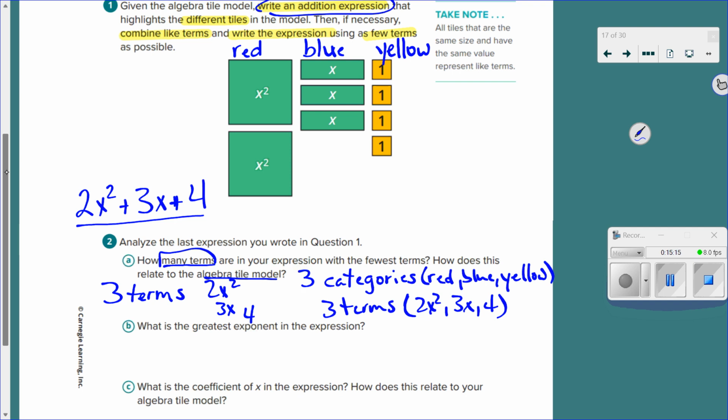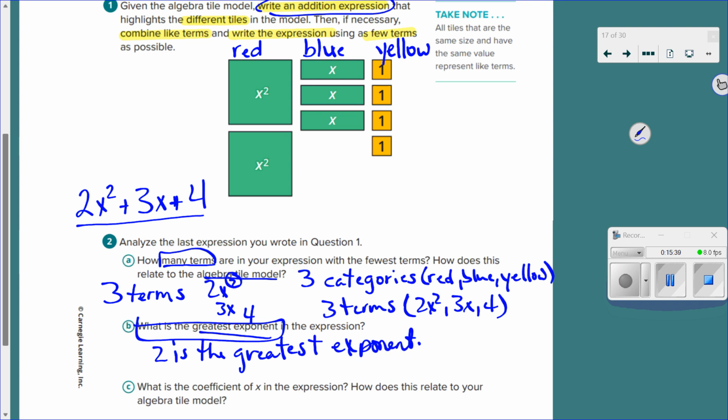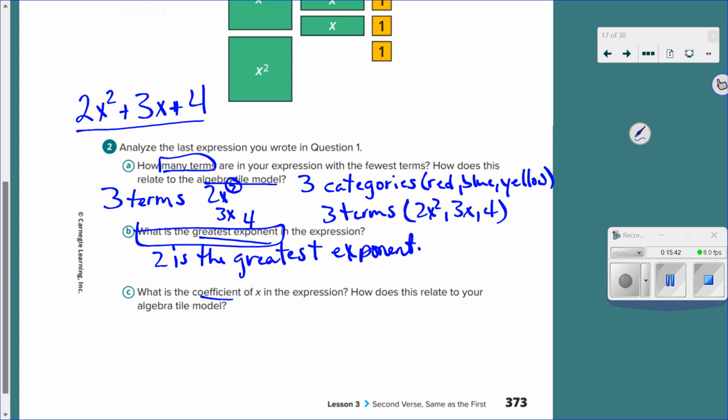What is the greatest exponent in the expression? Technically it's 2 is the greatest exponent because it's x squared. So 2 is the greatest exponent. And then, what is the coefficient of x in the expression? Three. Okay? 3 is the coefficient of x.